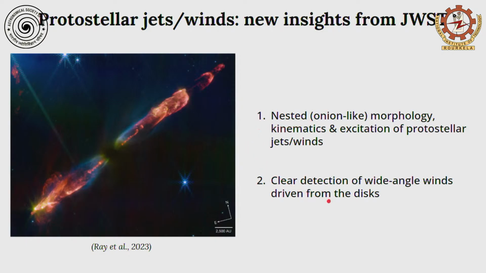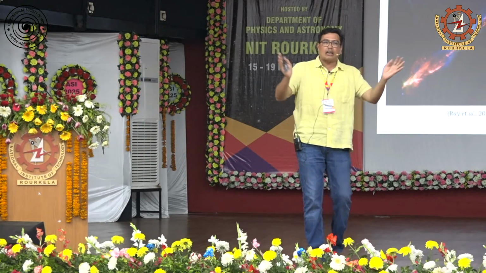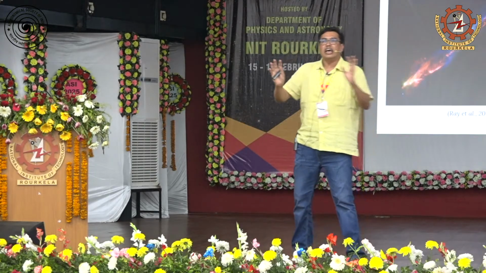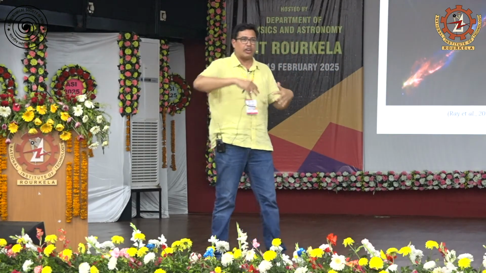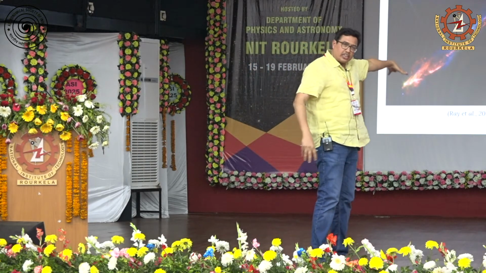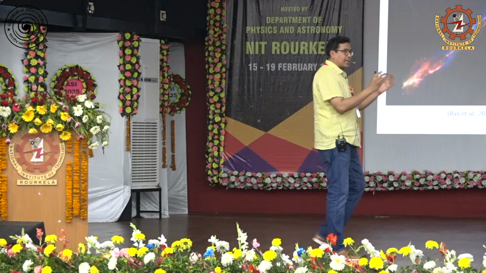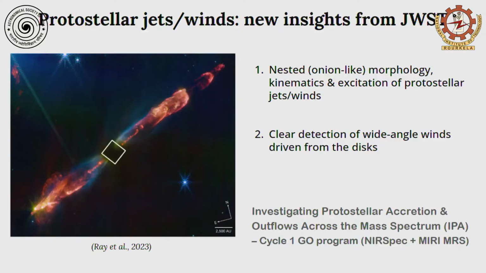And the most important takeaway message is the clear detection of wide angle winds driven from the disk. Until now, for protostars it was thought that the collimated jet, with lateral momentum transfer, is entraining the gas in the envelope, and that is what we see as the wide angle flow, not only in the infrared but also at submillimeter and millimeter wavelengths, the famous CO flows. But what we are seeing here with JWST is that it's much narrower than the cavity walls, and it's actually material being lifted from the disk, and that is what I'm going to talk about.